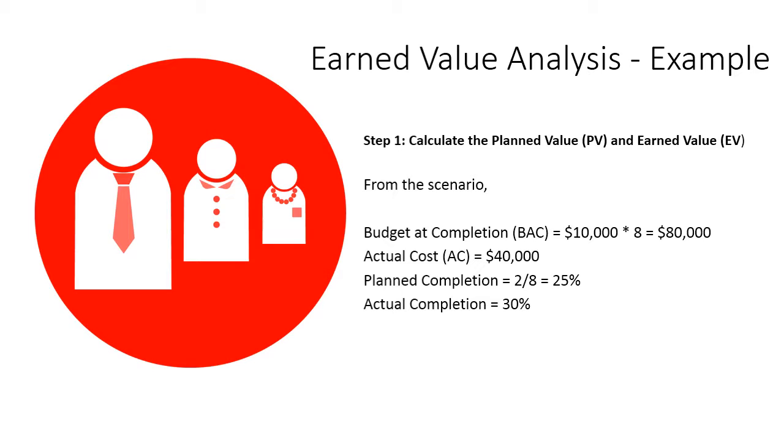The actual cost is $40,000. Planned completion is the date on which something such as a project will be finished. In this case, we must determine whether the project is on time and on budget after 2 months. So, to get planned completion, we divide the elapsed time by the total duration. We got 25% for planned completion. And from the case explanation above, we know that the actual completion is 30%.